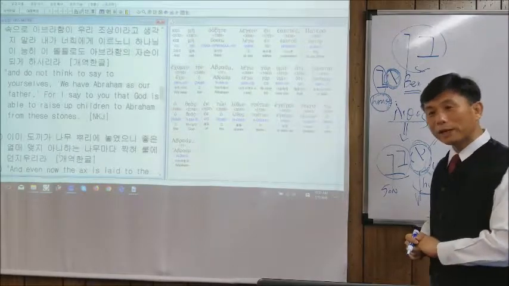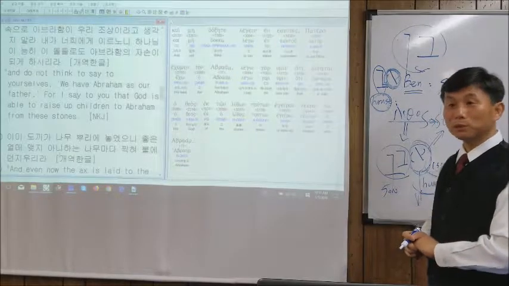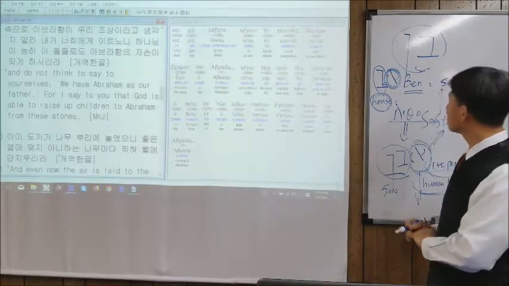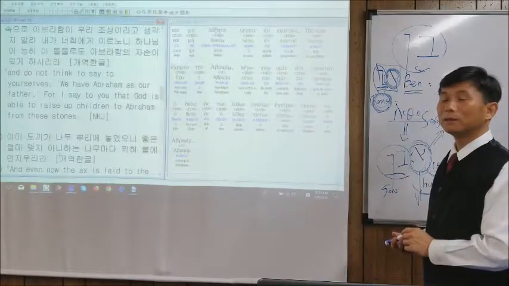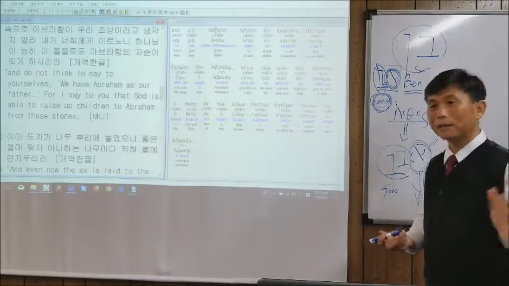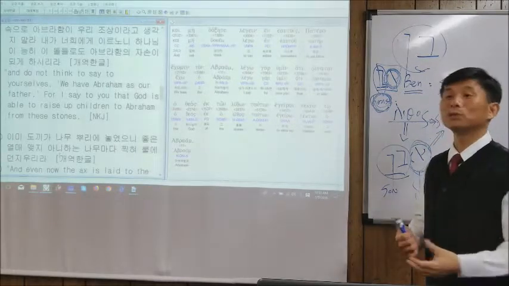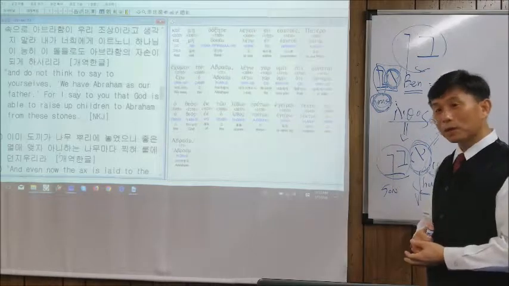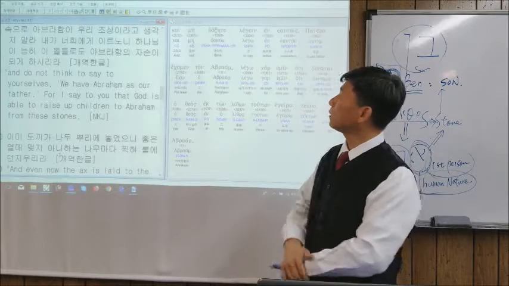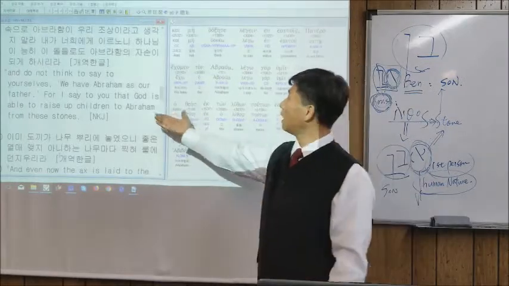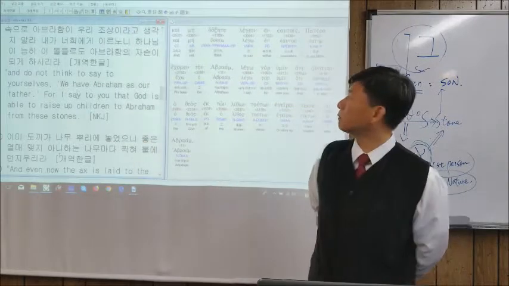So father is the trainer, father is the educator. Hebrews, New Testament, chapter 12, right? So make myself to house of God. He is the one father. So Apostle Paul educated, trained Timothy, right? And then made Timothy to become the house of God, right? So that's the father. So how can God make the stone raise up children to Abraham?